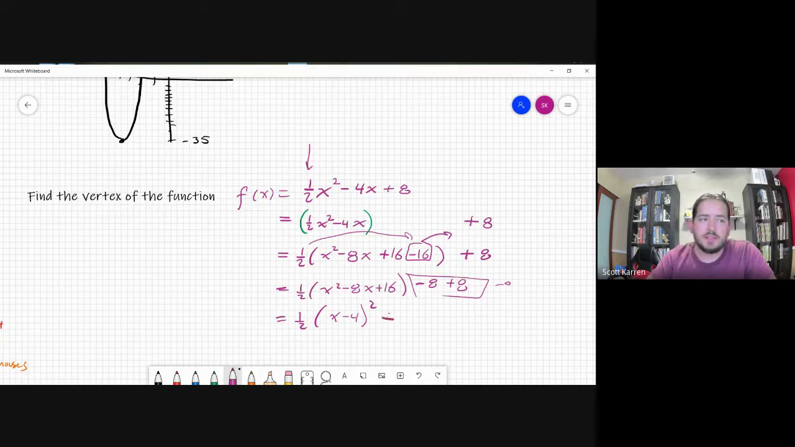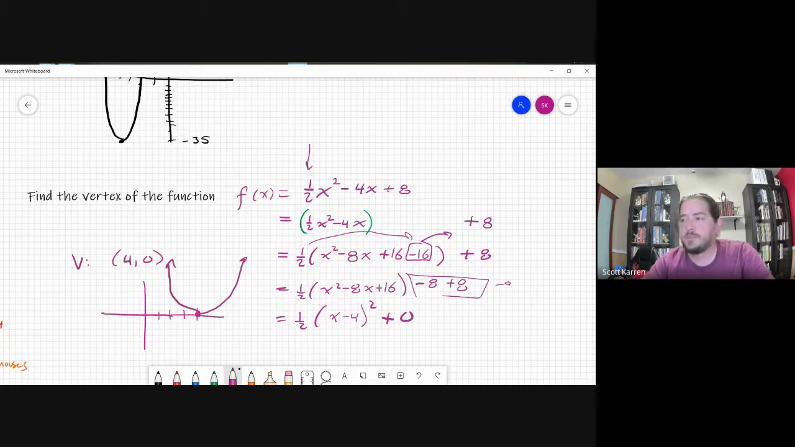But I can think of that as simply a +0 if I want to, which tells me that my vertex is at the point 4, 0. And then this is opening upwards with a vertical compression of 1/2. So if I find 4, 0, 1, 2, 3, 4, there's my vertex. It's going to be a wide one because it was multiplied by 1/2. And there we are. That's the graph.